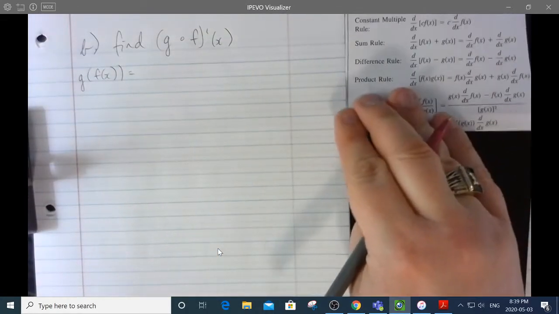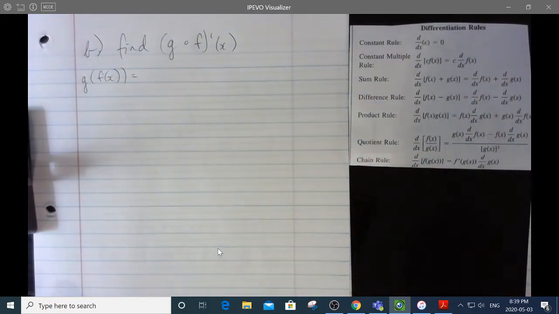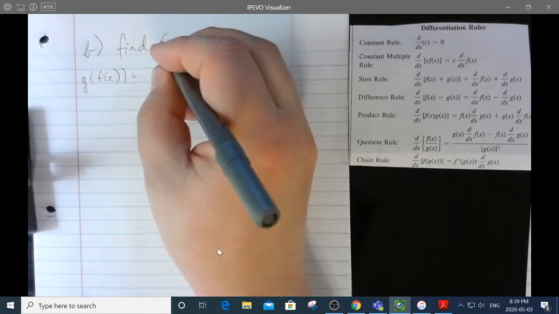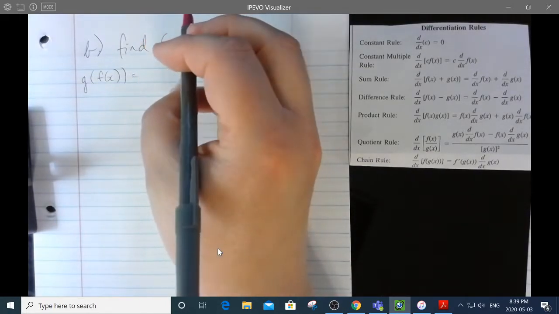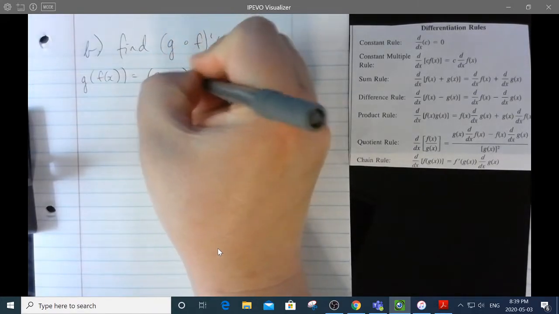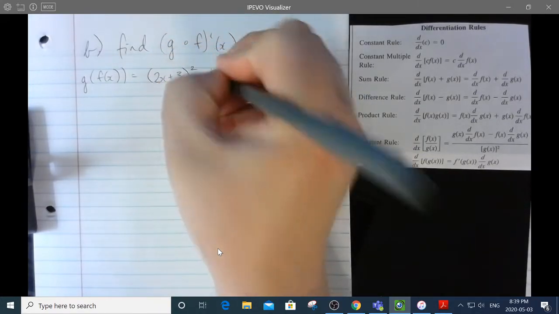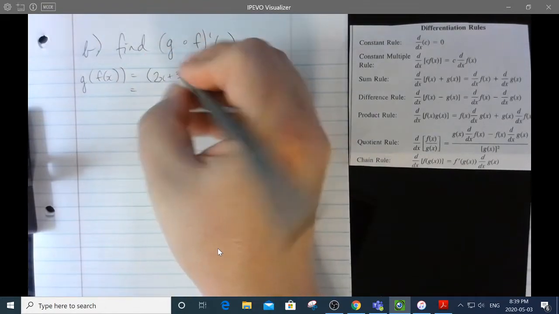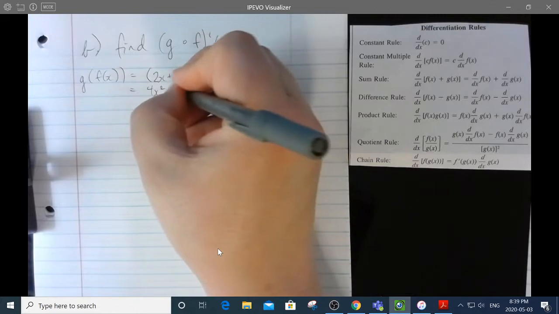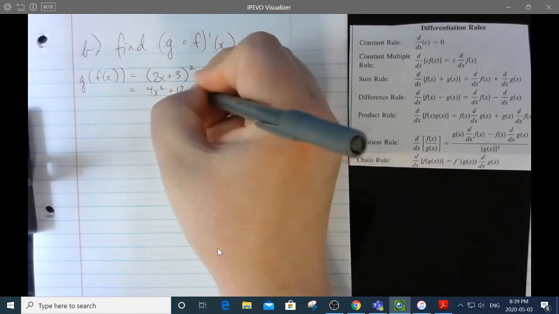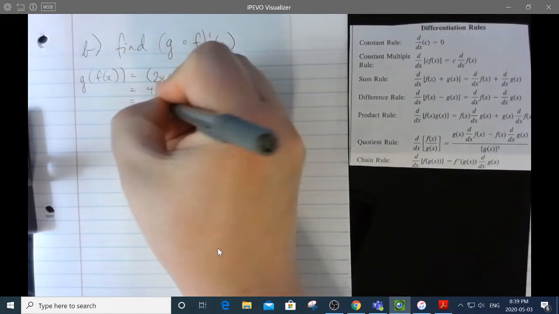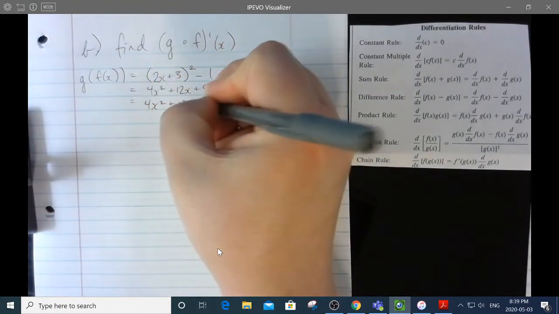Bring back my rules here. Don't want to be too far away from my rules. So let's see, what am I doing again? Oh yeah, I'm plugging in f of x into g of x, which means that I take 2x plus 3 and square it and minus 1. Okay, that's not too hard. That's going to be, expand that, square the first, times the 2, double it, and then square the last, and then minus 1. And I get 4x squared plus 12x plus 8.